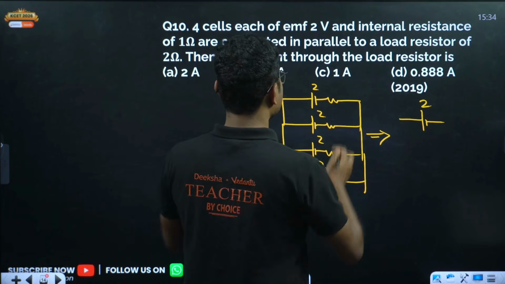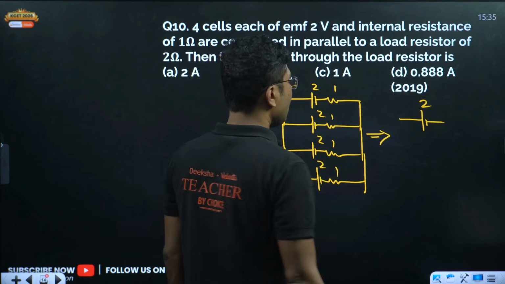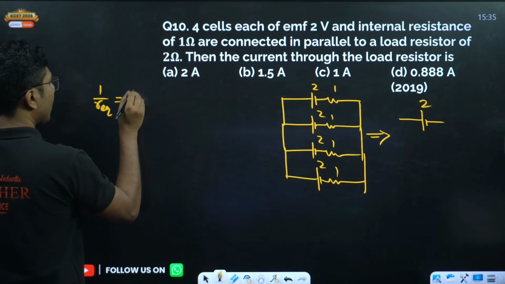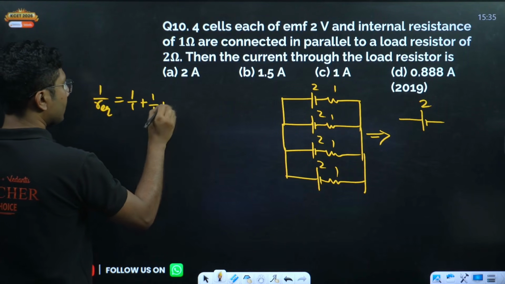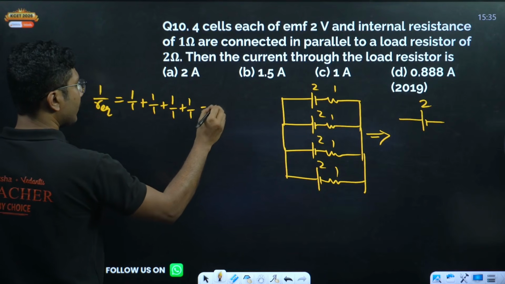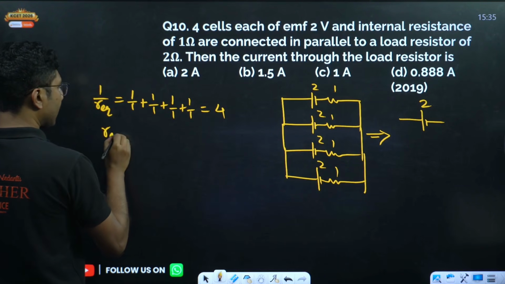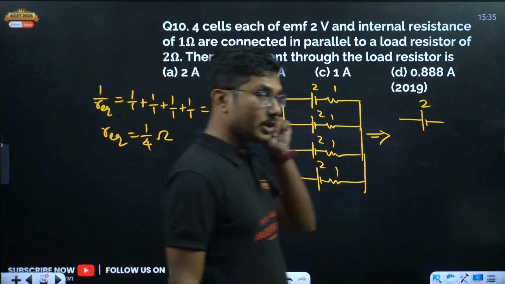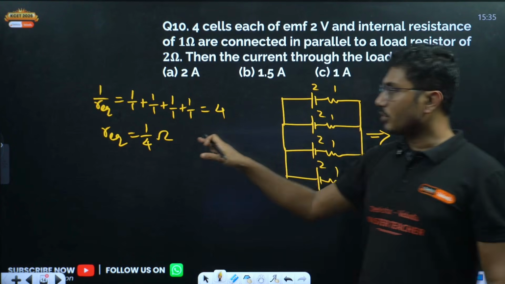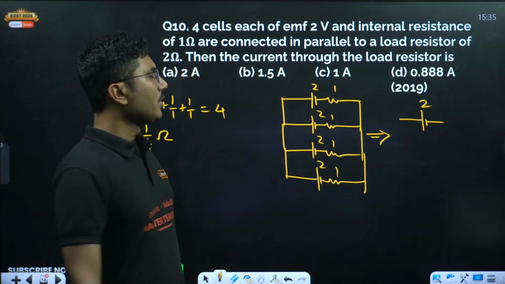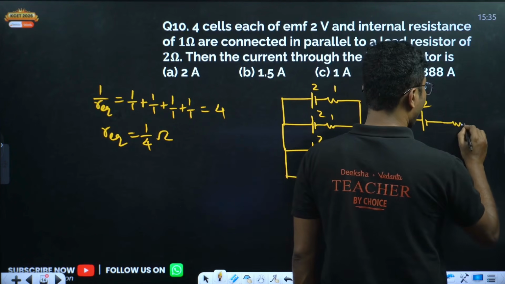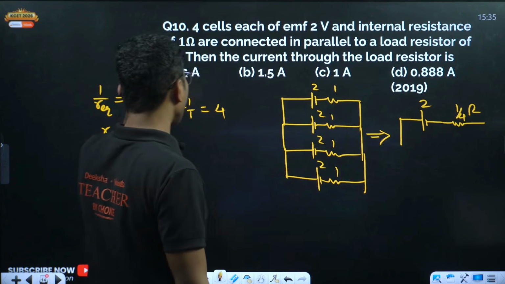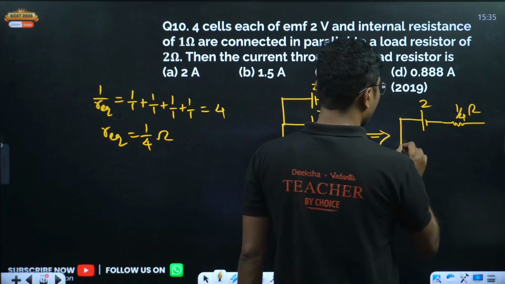What about the resistance? This is 1, this is 1, this is 1, 1. In case of resistances, you have to calculate 1 by R equivalent equals 1 by 1 plus 1 by 1 plus 1 by 1 plus 1 by 1, obviously 4. So R equivalent is actually 1 by 4. It is all reciprocal, so don't forget to take the reciprocal. It will be 1 by 4 ohm, not 4 ohm. So the equivalent resistance is 1 by 4 ohm. Now it is connected across a load of 2 ohm.